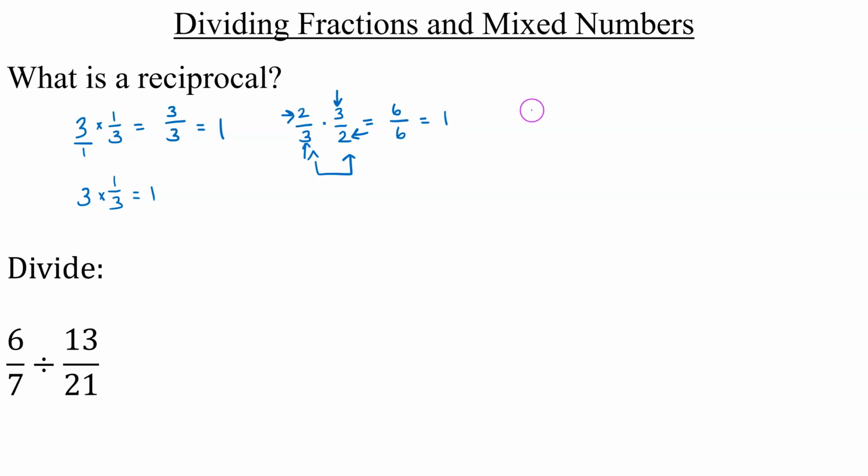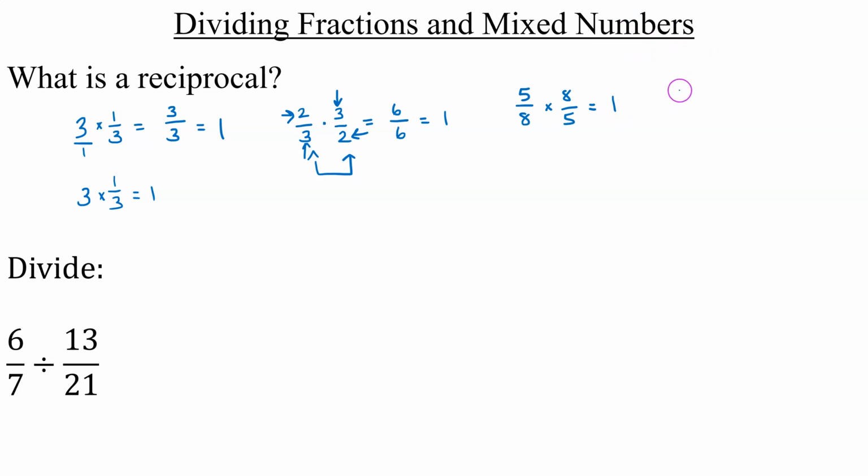So let's try another example. We're given the fraction 5/8, and we're asked, what is its reciprocal? So its reciprocal is 8/5. And you can check to see if they're reciprocals because when you multiply them together, you should get 1.